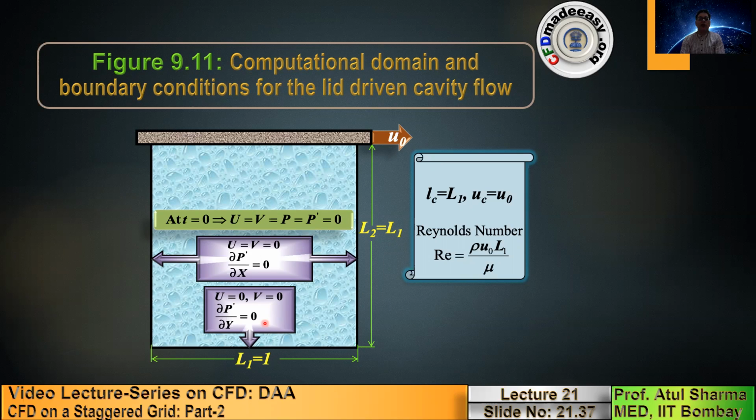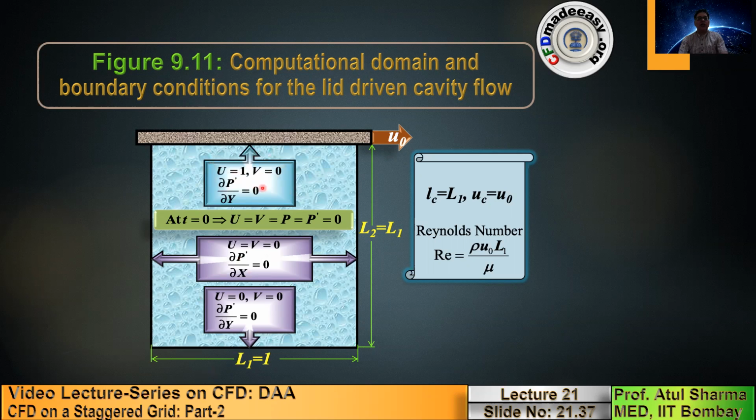So here, at a solid wall, the normal velocity is given, and if something is given, the correction is 0. So the velocity correction is 0, the mass flux correction is 0, and so the normal gradient of pressure correction is 0, which is shown here as a boundary condition.